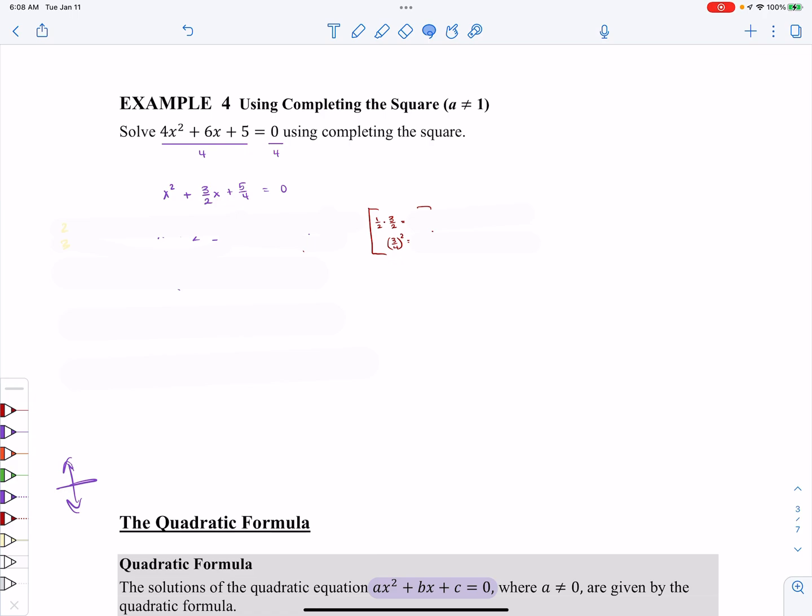All right, so then the next thing that we'll do is step number 2. We want our constant on the other side. So let's go ahead and move that 5 fourths to the other side, which makes it negative. And then step number 3, we want to take half of b.